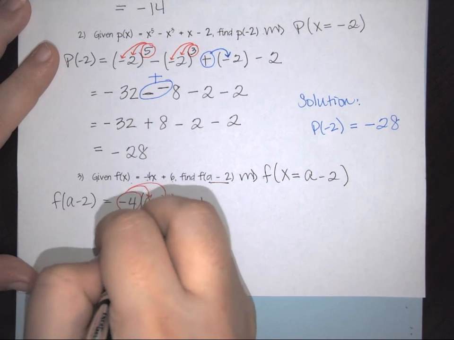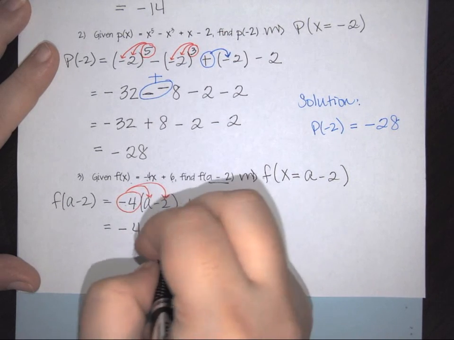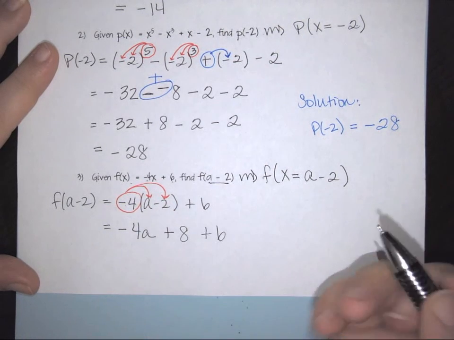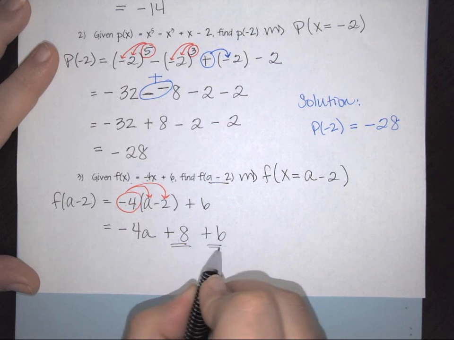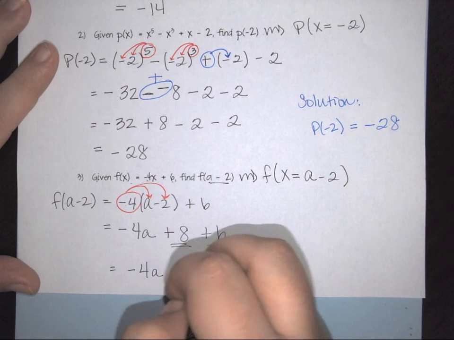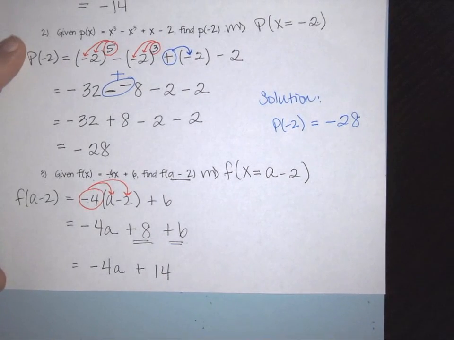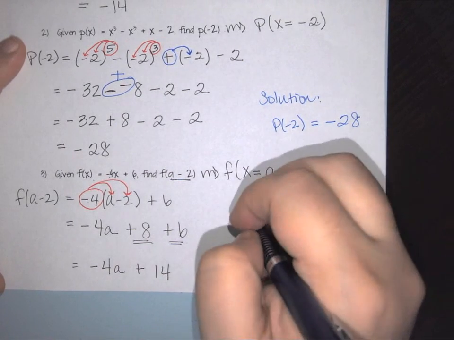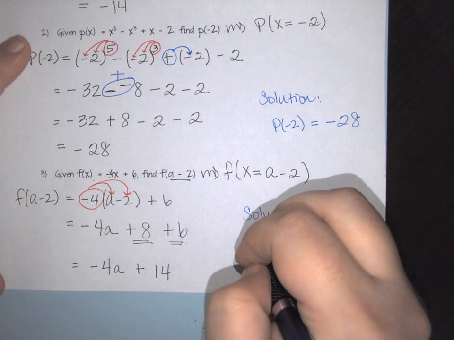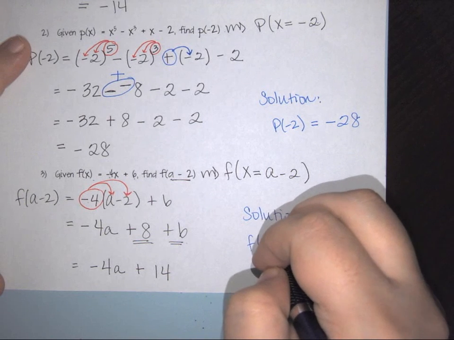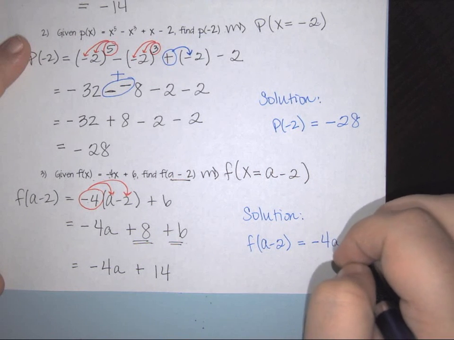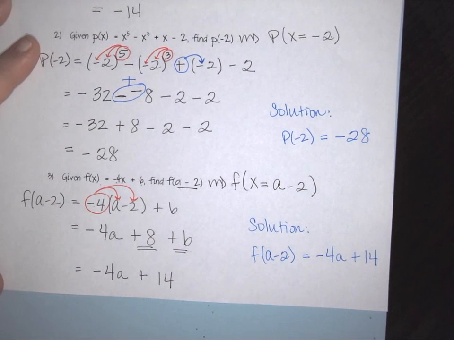So this becomes a negative 4a. Negative and negative is positive. 4 times 2 is 8 plus 6. I need to combine my terms here. So I get negative 4a plus 14. There's nothing else to do, so again here, if we're looking at your solution, we would have that f of a minus 2 is equal to a negative 4a plus 14.